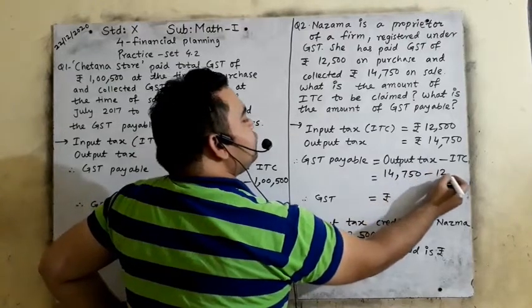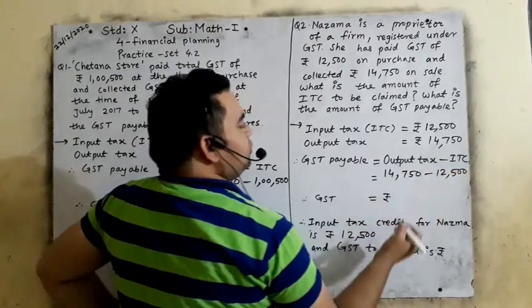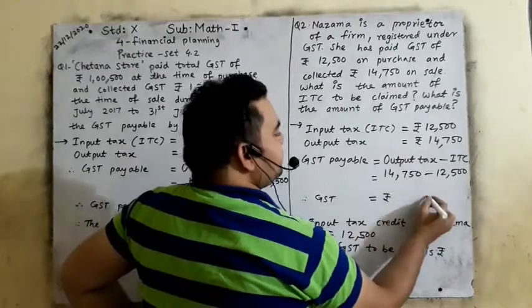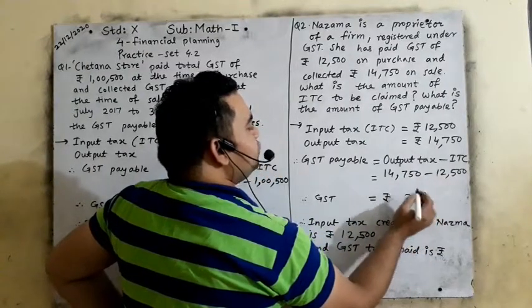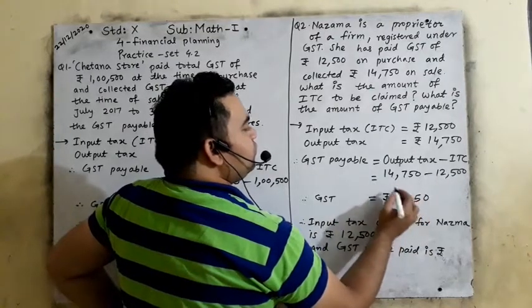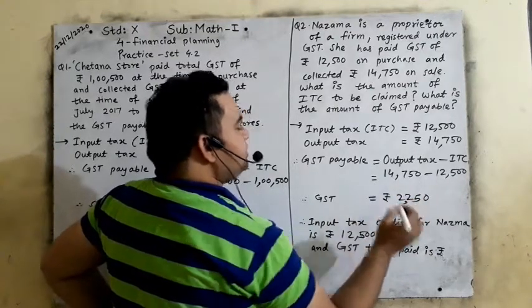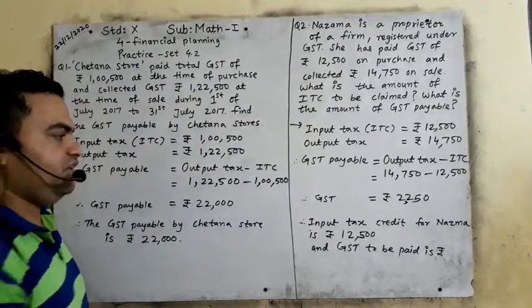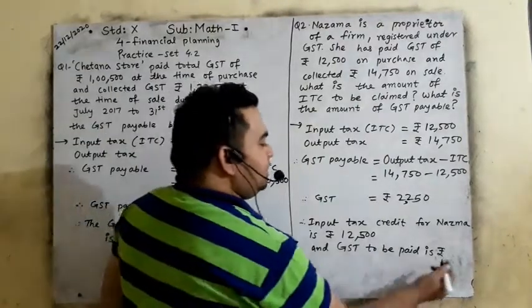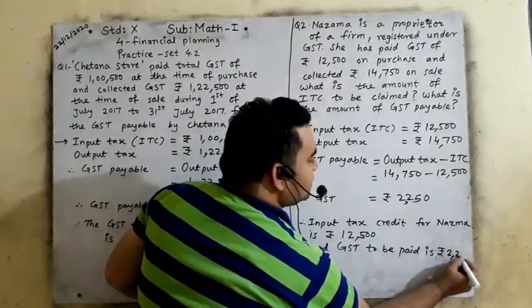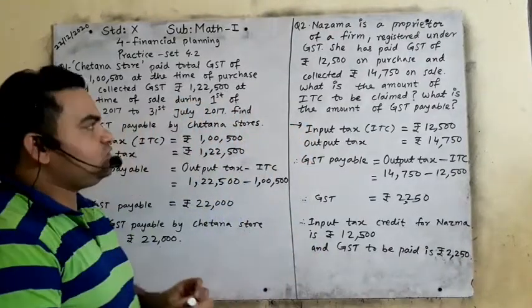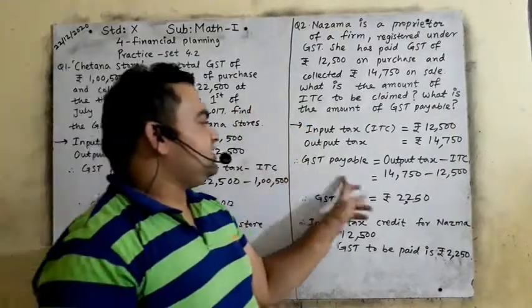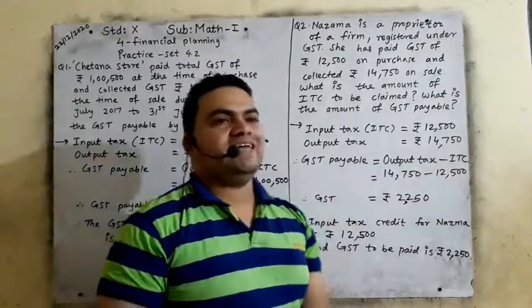So output is rupees 14,750 minus 12,500. So you will subtract 0, 0, 0. 5 minus 0, 5. 7 minus 5, 2. See, 4 minus 2, 2. 1 minus 1, 0. So how much rupees? 2,250. So see, and the GST to be paid is rupees 2,250. Is it clear?